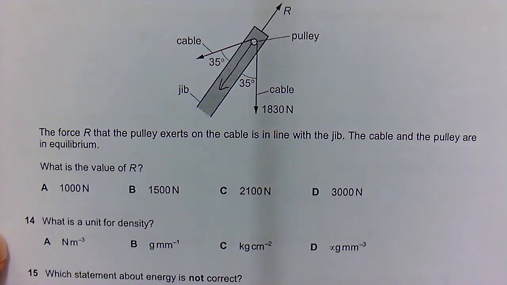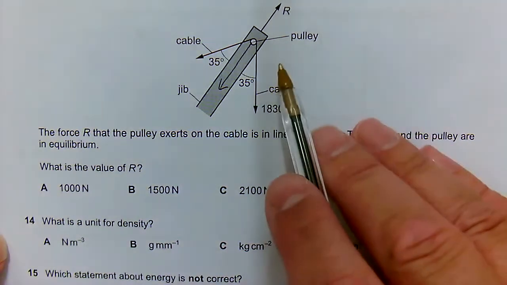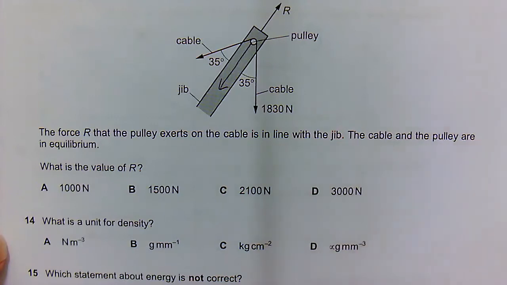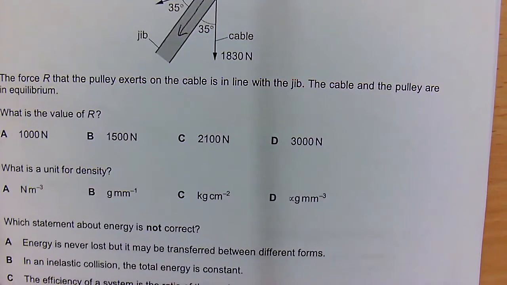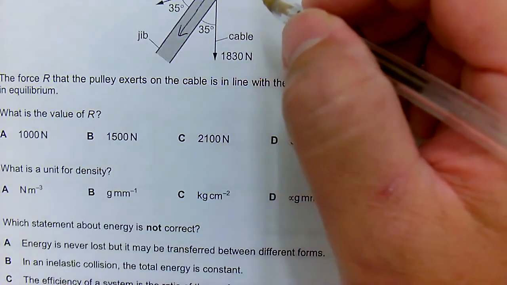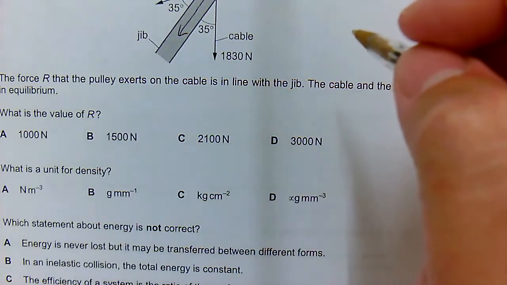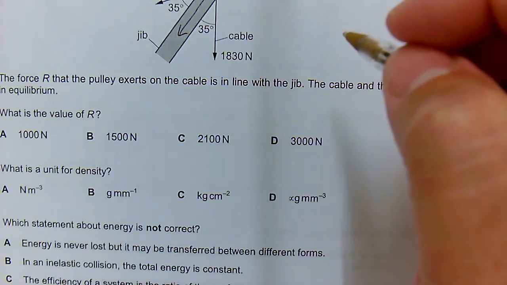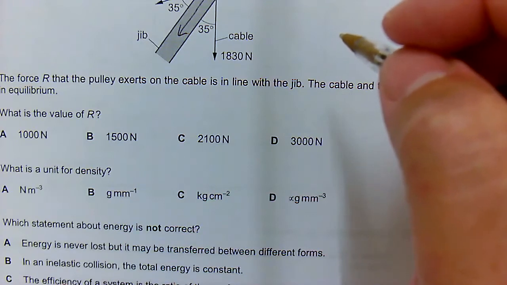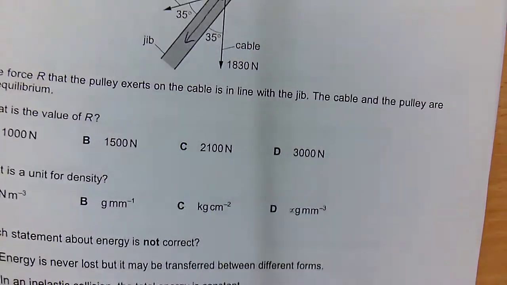It says it wants to know the value of that force. It says it's all in equilibrium. So if you think about it, there are two ways of actually doing this. The simplest way, I think, would be to do this by scale diagram, by drawing a scale diagram and using a protractor. So let's do it that way. It's the simplest way to do it, I think.